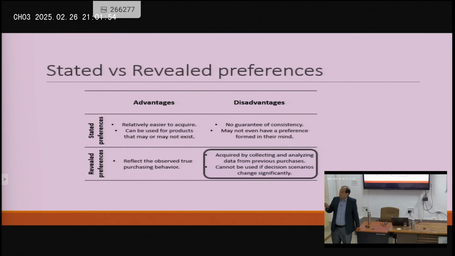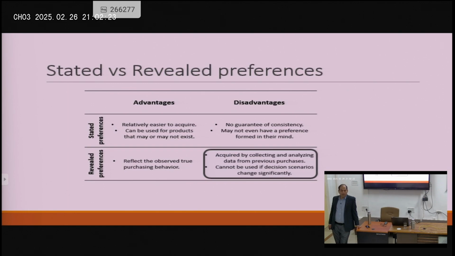So top left versus bottom right. For stated preferences, the advantage is that they can be acquired for products that may or may not exist. For revealed preferences, the disadvantage is that they cannot be used if the decision scenarios change significantly or for products or systems that do not exist. Okay? So if I say, how many of you would buy a flying car? I can ask that, no problems.